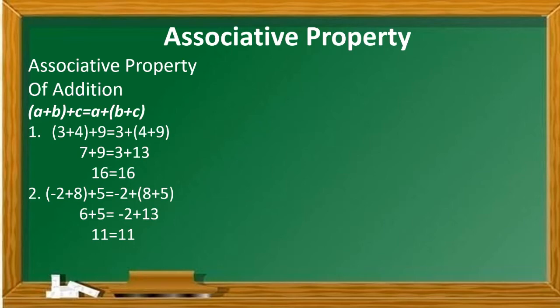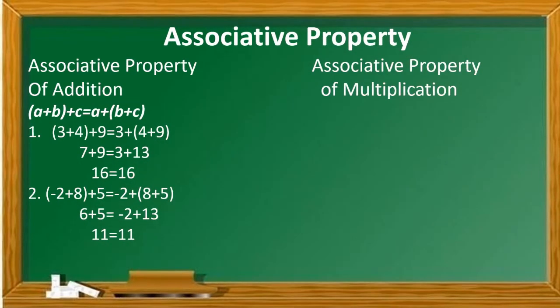Next, the associative property of multiplication. In multiplying three integers, changing the grouping of the integers that are multiplied does not change the product. Let us observe the following examples.